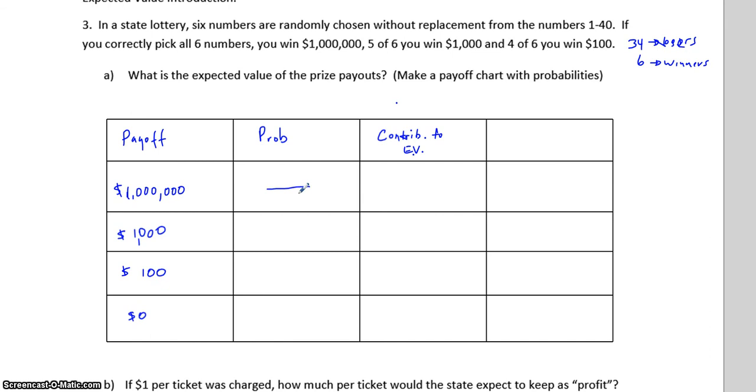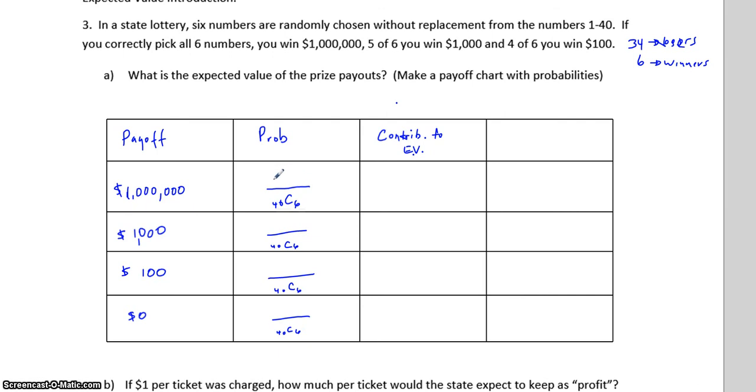So the probability denominators for all these are going to be 40C6, because we're just choosing 6 numbers out of 40 balls.